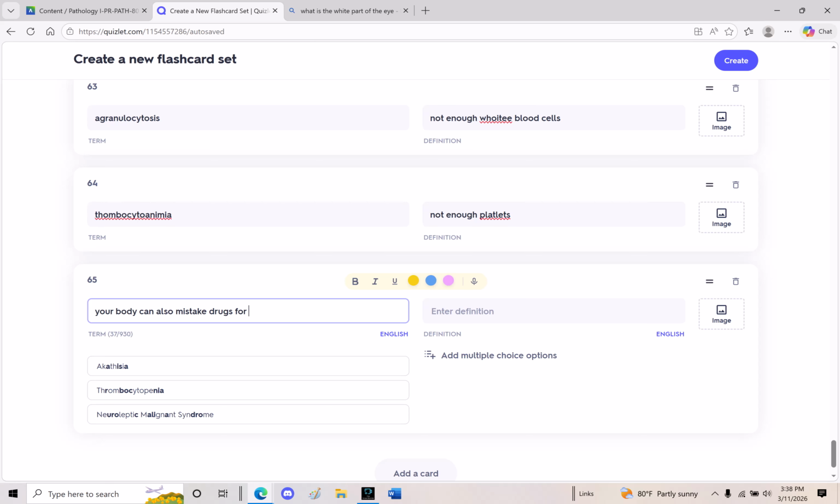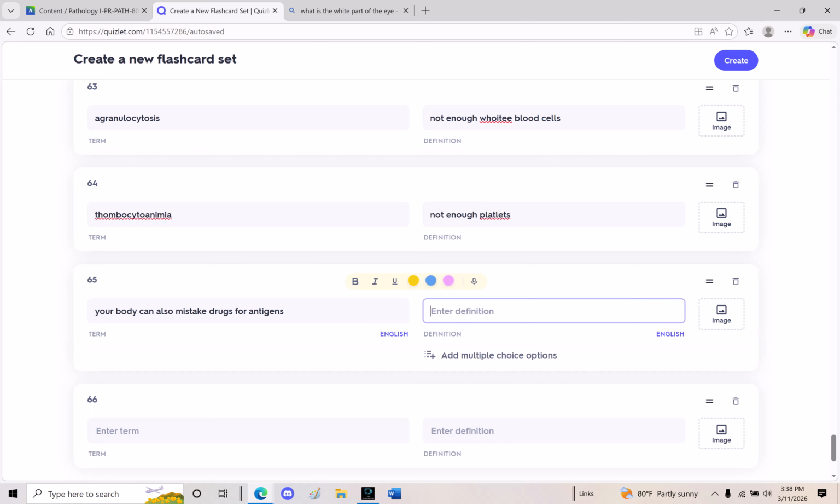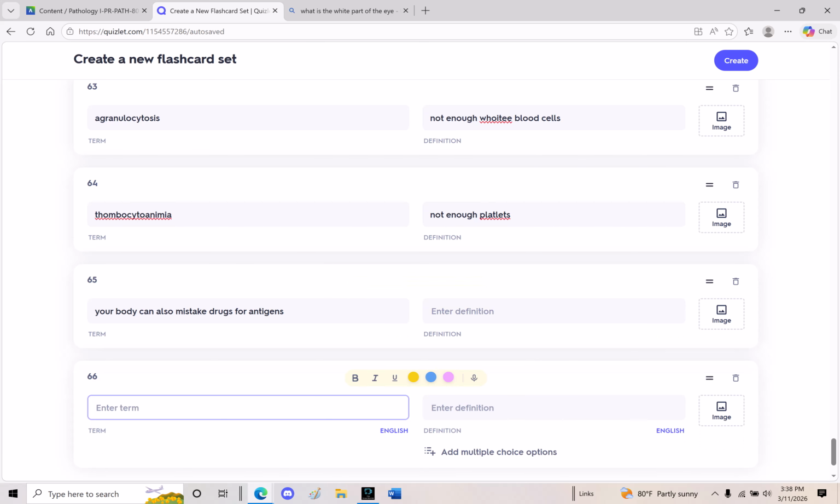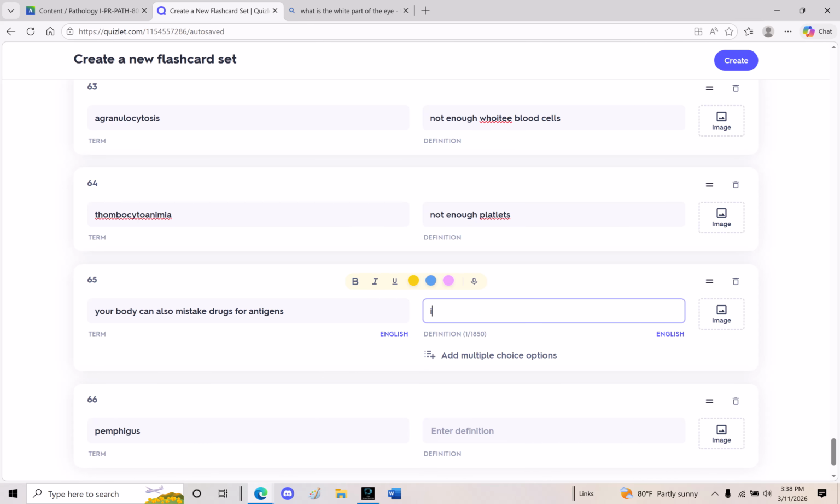And then you have pemphigus vulgaris. You said pimp? Pemp, P-E-M-P, pigus, H-I-G-U-S. Pemphigus. What about you? Something like that. What the fuck?